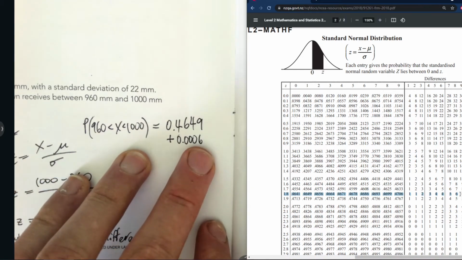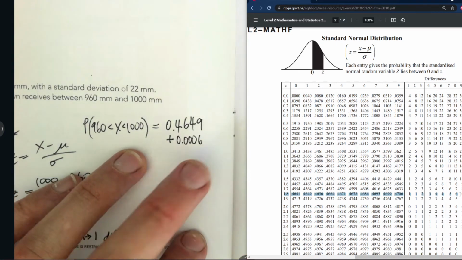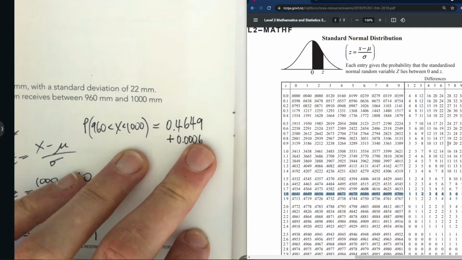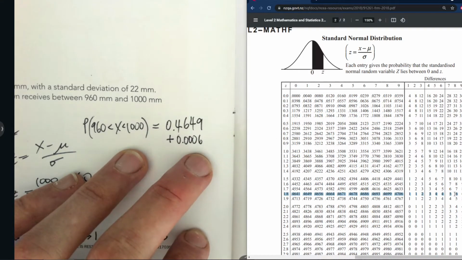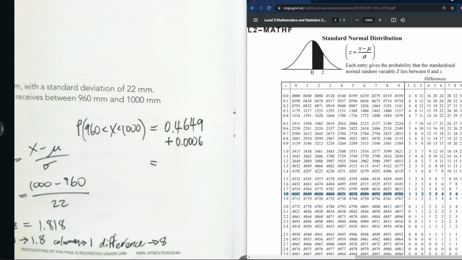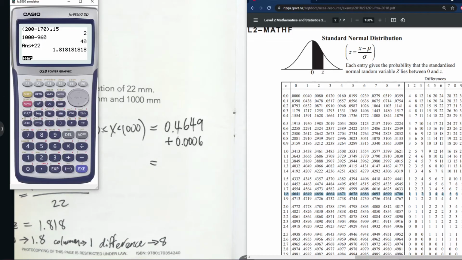Now I'm just going to remind you, if the difference column is a single digit, it just fills in the fourth decimal place. But if it's 2 digits, it's the third and the fourth decimal place. For example, up in this corner over here. Okay, so this one's just a difference of 6. That means we're going to add on 0.0006. We can do that in our head, or we can do it in the calculator. I find it's more fun in my head, but it's definitely high risk, so probably better to do it on the calculator. 0.4649 plus 0.0006.